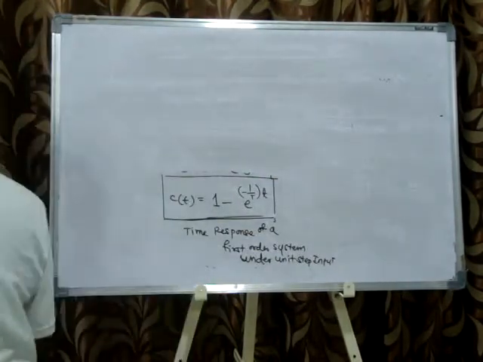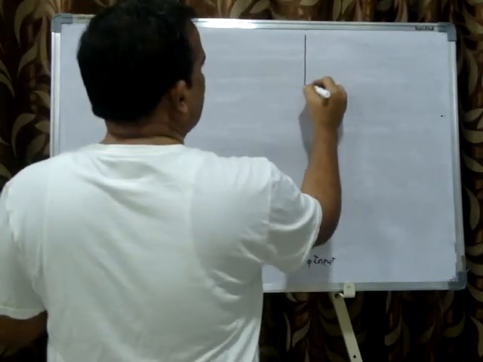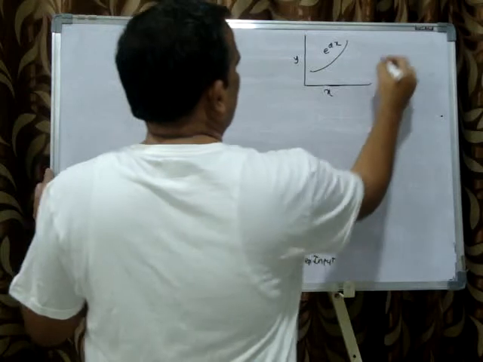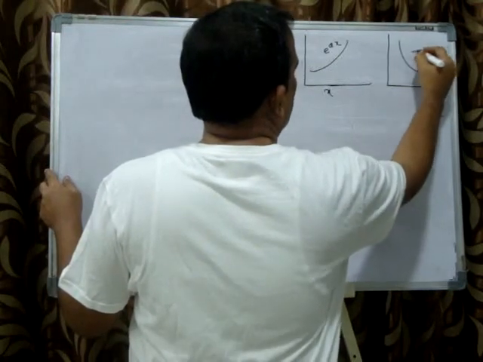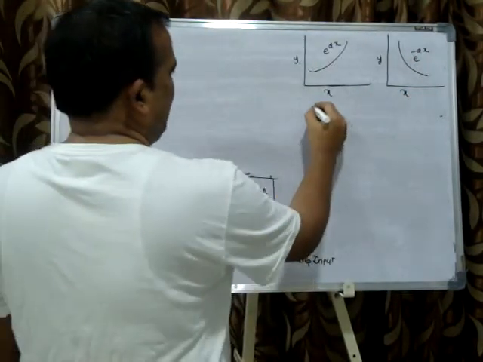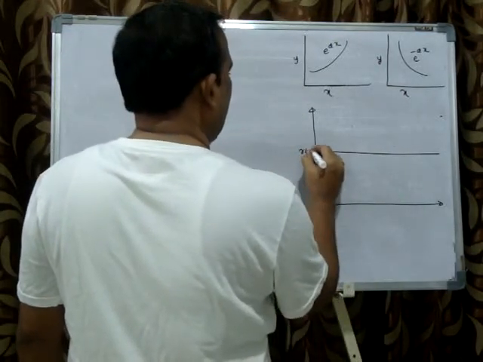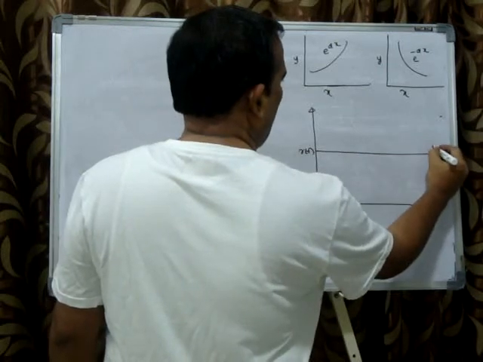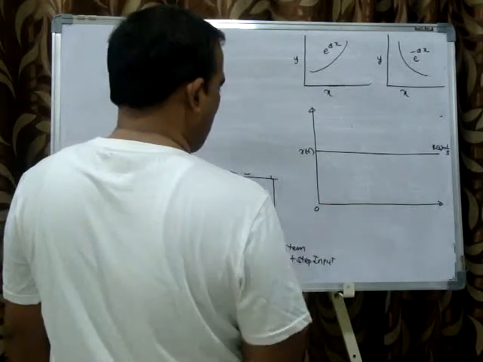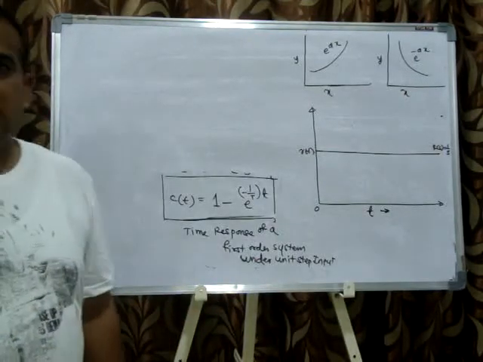If I draw the C of t graph, you know that this graph is, for example, e raised to ax, suppose this is y and x, and this is e raised to minus ax. But here it is 1 minus something, so the graph will be different. First I will draw the input r of t, that is R of s equal to 1 by s, a unit step input. It starts from 0. Then you have to draw the C of t curve.